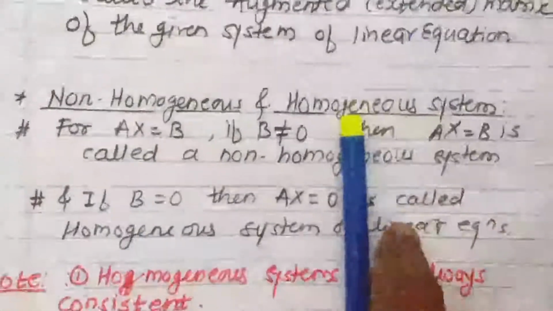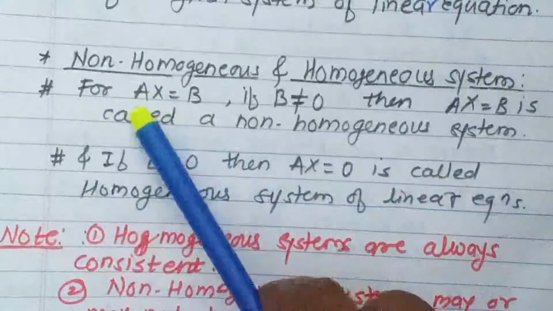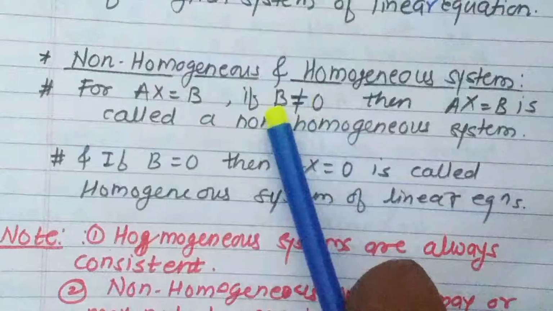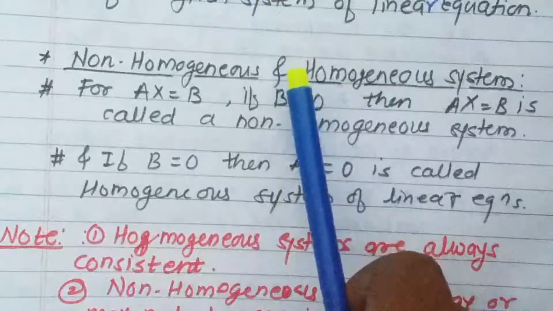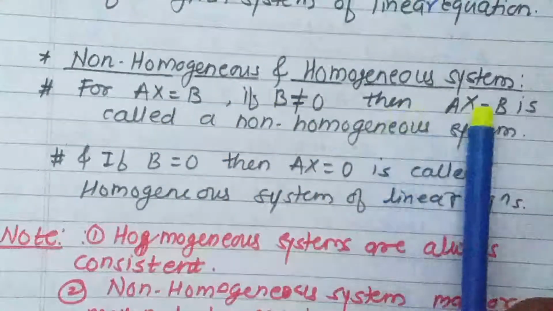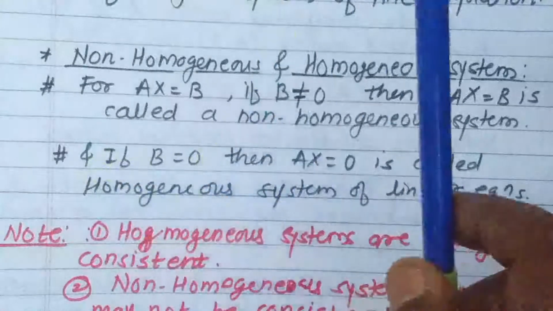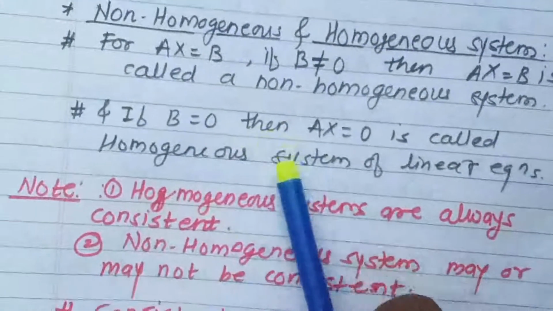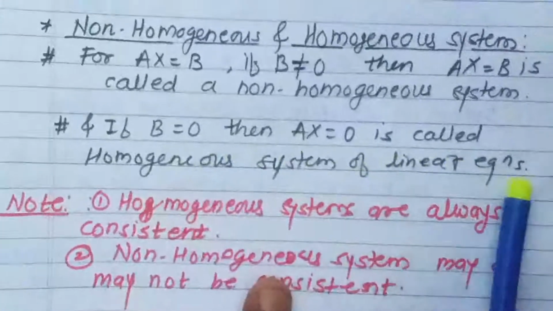Now after this, two more definitions: non-homogeneous and homogeneous systems. For Ax equal to b, this is our given system. If b is not equal to 0, b is a matrix, and not equal to 0 means a non-zero matrix, that is, at least one entry of that matrix is non-zero. Then the system Ax equal to b is called a non-homogeneous system. And if b is equal to 0, meaning b is a null matrix and the right-hand side is 0 for all the equations, then the equation becomes Ax equal to 0, and it is called a homogeneous system of linear equations.